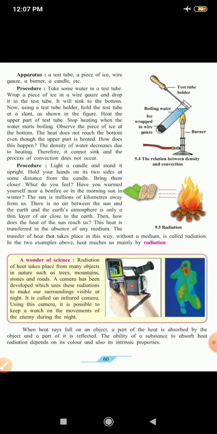The ability of the substance to absorb heat radiation depends on its color and its intrinsic properties. Intrinsic means inner properties, inherent properties. So the last line you can just mark it. The ability of a substance to absorb heat radiation depends on its color and also its intrinsic properties.